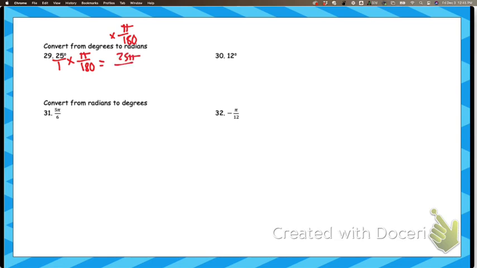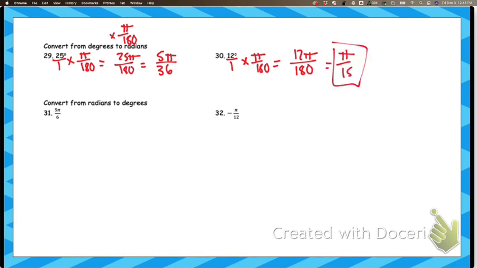And then simplify your fraction. Those are both divisible by 5. And I think that's 36. That should be 36. All right, 12 over 1 times pi over 180. Those are both divisible by 12, I believe. I know it's divisible by 6, so it should be 15, I believe. Let me double check myself. Pretty sure it's 15. Yeah, 15. So I get pi over 15.